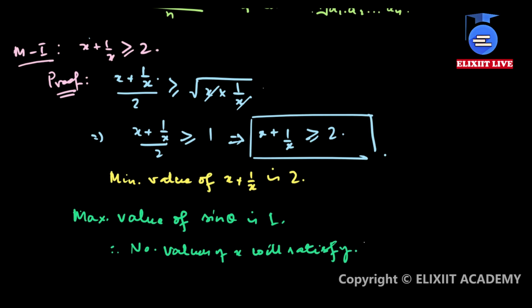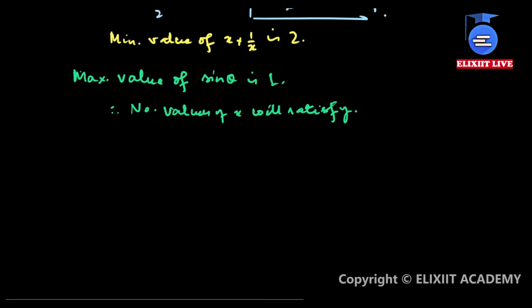This is point number 1. Method number 1: you can solve in this manner, x plus 1 by x, by the AM-GM inequality. Okay, now what is method number 2? Method number 2 is the simple, general method. What is the general method?